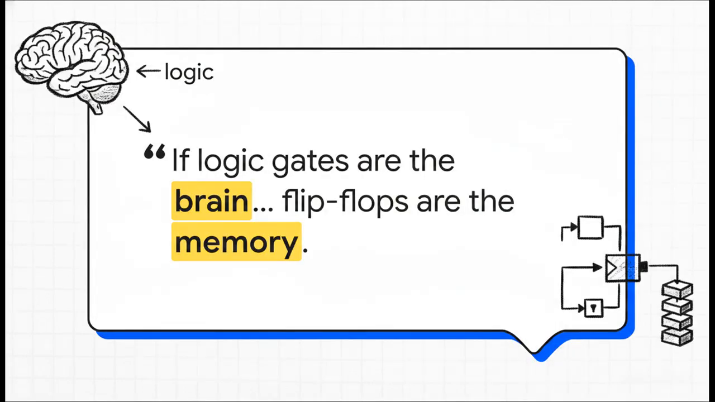I absolutely love this quote from the source material we're analyzing today because it anchors all of this dizzying microscopic engineering back into a deeply relatable human concept. It says, if logic gates are the brain that make decisions, then flip-flops are the memory that remember those decisions. We need logic to decide what to do, for sure. But without memory to actually store the result, all that processing power is completely useless. The flip-flop provides that absolutely critical permanence.